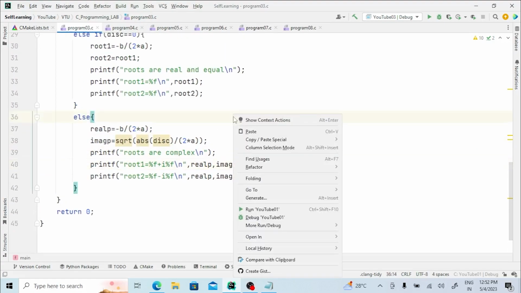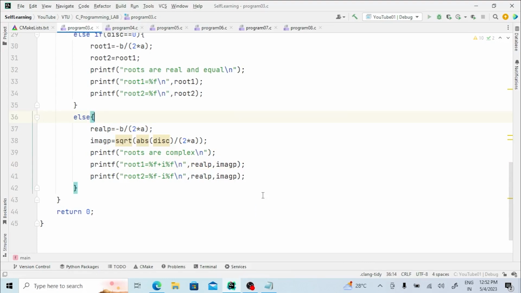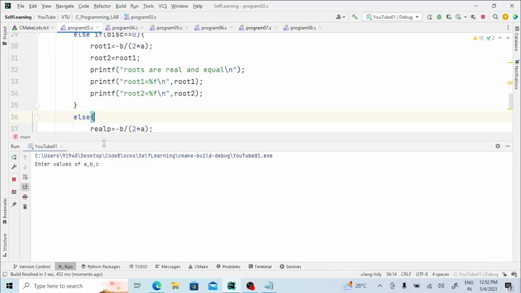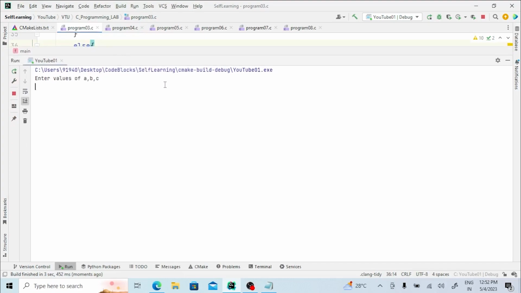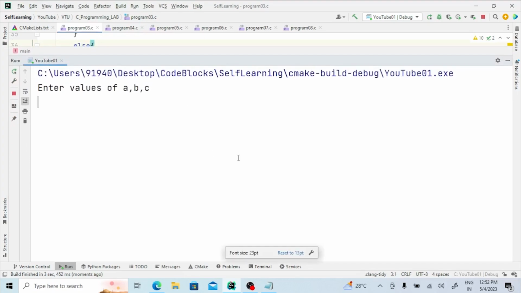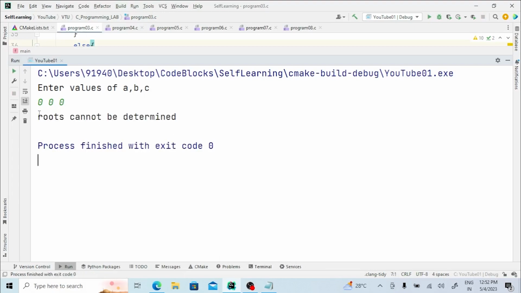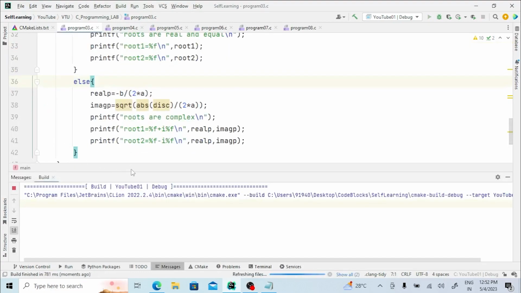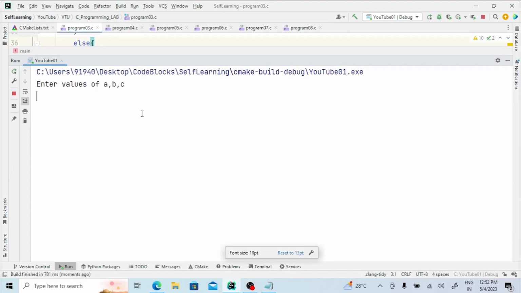Now I am going to execute the code and show you how it works. So here, suppose I enter the values as 0, 0 and 0, it gives me the result as roots cannot be determined.